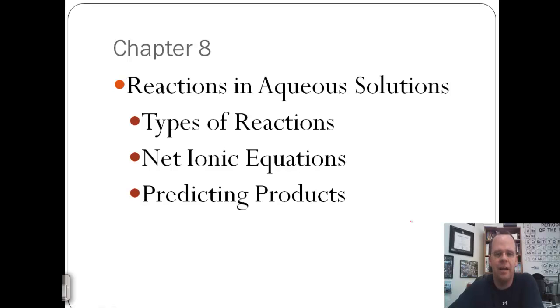We want to be able to do net ionic equations for precipitation reactions and acid-base reactions. And the most important final step is we want to get to the point where we can look at the reactants that we have and understand what's going to be produced, what the products are going to be, and write the full balanced equation. To get to that point, we've got to have a really good understanding of the types of reactions that occur.